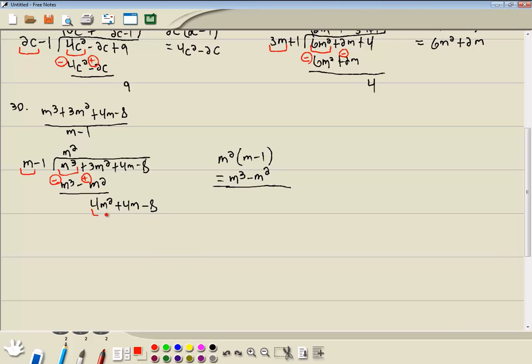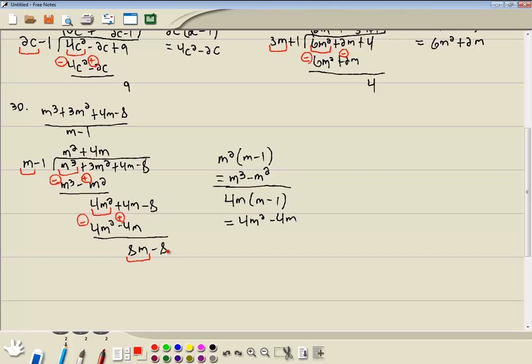And we're going to take a look at the first term of each side, what to put up on top. We ask ourselves what times m gives us 4m squared, and that'd be 4m. Whatever we put up on top, we're going to multiply by what's out in front. So we'll take 4m times m minus 1, which gives us 4m squared minus 4m. Now we're going to subtract that line, which means flip signs. So this becomes negative, and this becomes positive. 4m squared minus 4m squared drops away. 4m plus 4m is 8m. And then I'll bring down the minus 8.